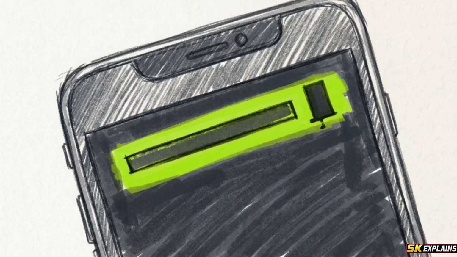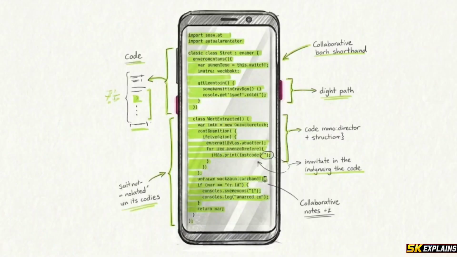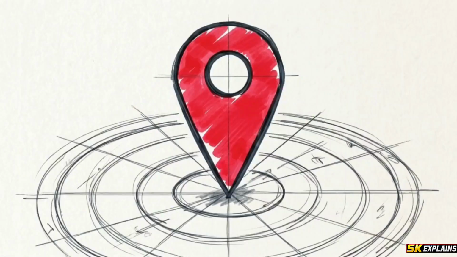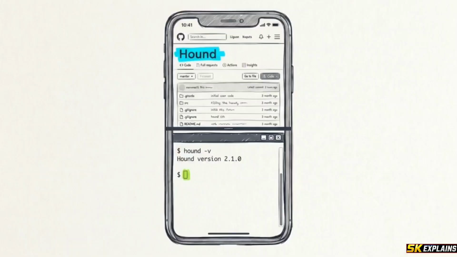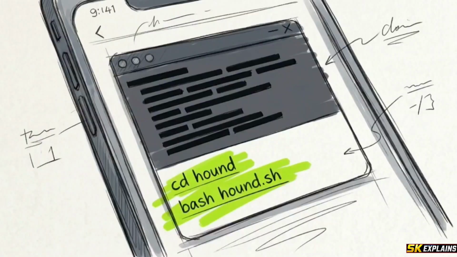Adding these specific languages and tools removes the limitations of a standard consumer operating system. Your phone is now an open developer environment ready to run custom scripts. For our first objective, we will simulate device location tracing. We are going to clone a repository called Hound from GitHub directly into Termux. Navigate into the new folder by typing cd hound. Then, execute the bash script by typing bash hound.sh.